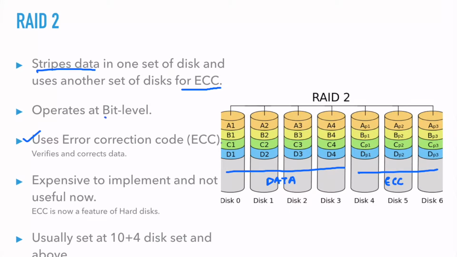It operates at bit level. I believe this is the only RAID which has been brought down to this level. It is expensive to implement and not useful at this point. The reason being, ECC is a feature which is now available in the firmware of most hardware components. Usually if you set up a RAID 2, you would have a 10+4 disk set or above.